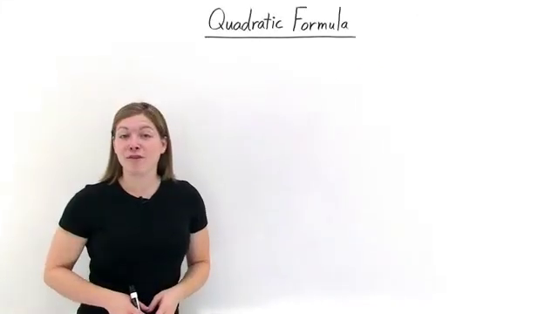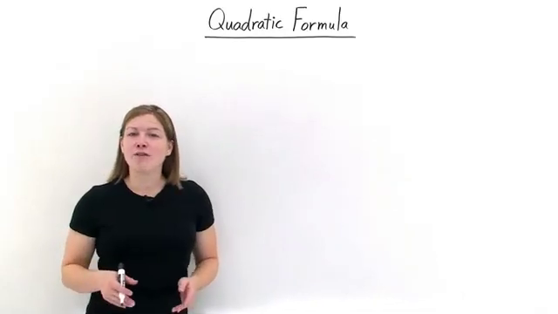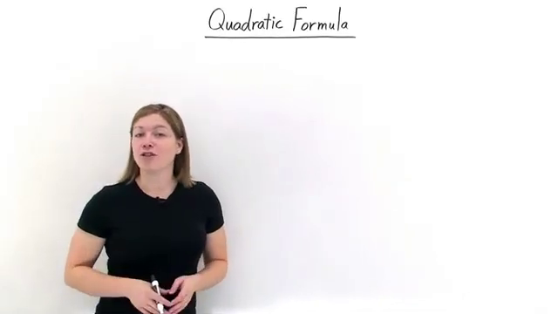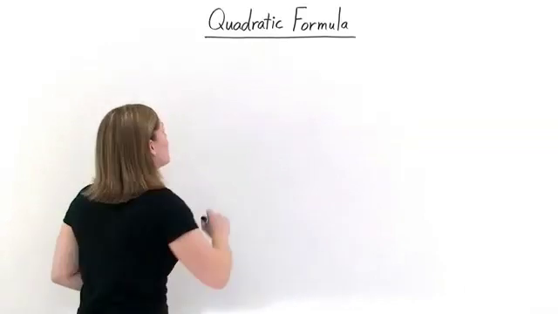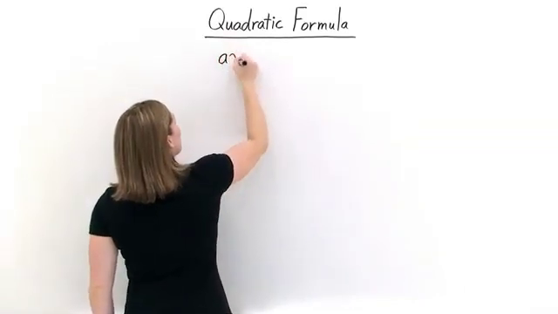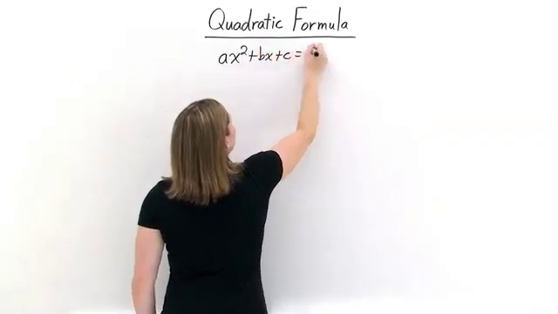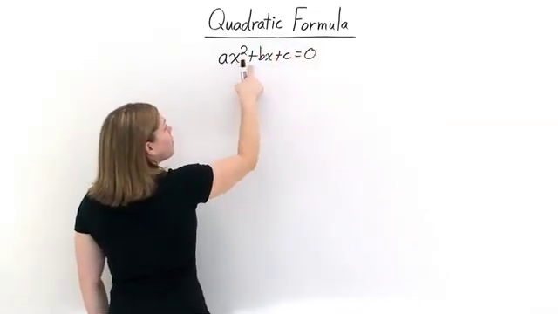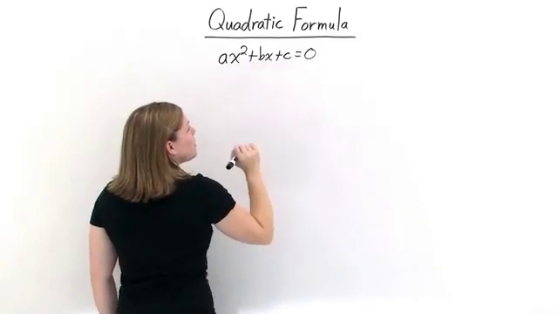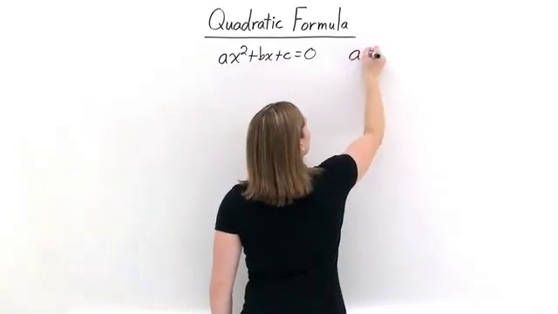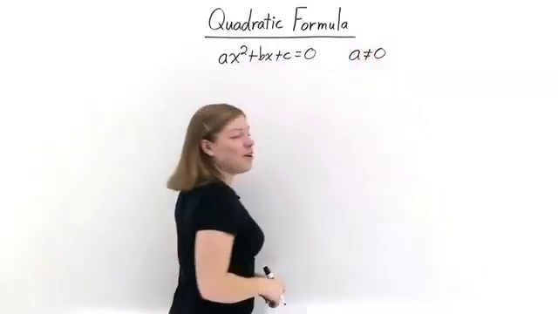What is the quadratic formula? The quadratic formula is the formula that can be used to find the solution to a quadratic equation. In order to use the quadratic formula, a quadratic equation must be of this form. We need to have ax squared plus bx plus c equals 0, where a, b, and c are real numbers and a cannot be equal to 0.